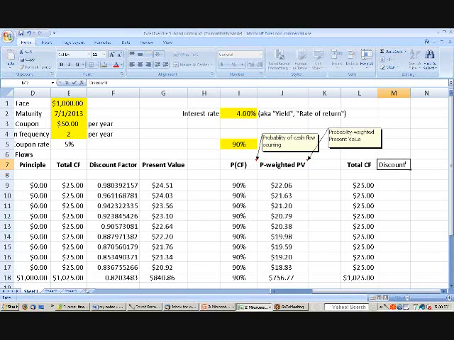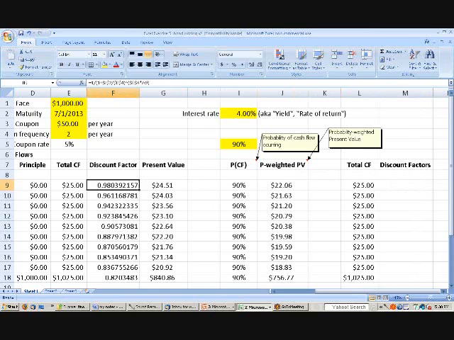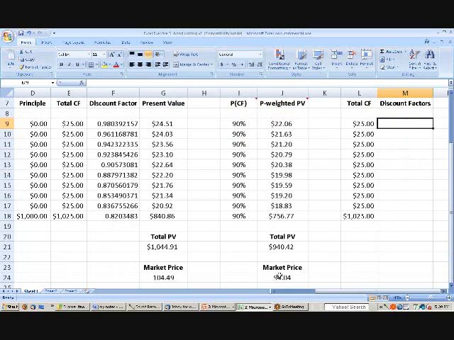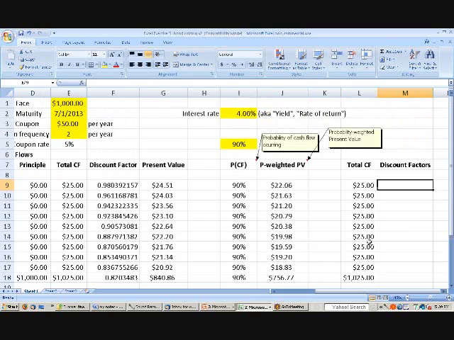Next, we're going to have a separate set of discount factors. Now these are going to be different than these discount factors because what we're doing now is we're going to have a new interest rate that is higher than the 4% we were using here. And we are going to try to figure out just how much higher it needs to be to get the market price the same as the 90% certain cash flows.